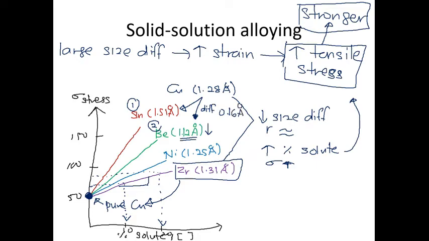While for nickel with copper, you have a difference of 0.03 Angstrom. That's why, even though nickel is larger than beryllium, the nickel graph slope is smaller than the beryllium, because you have to look at the size difference. When you have a larger size difference, then your stress is higher. When your stress is higher, you get a stronger material.